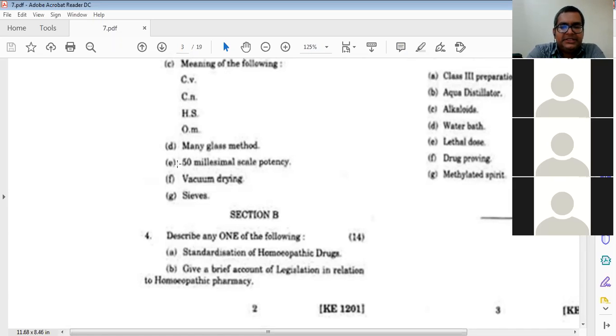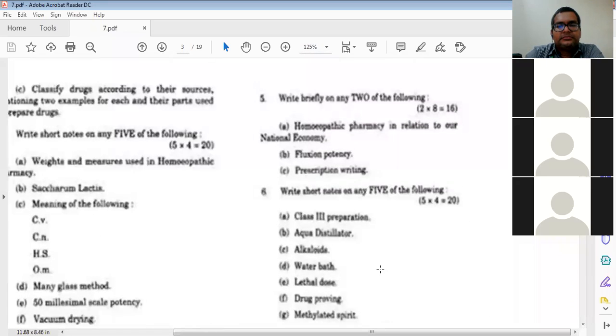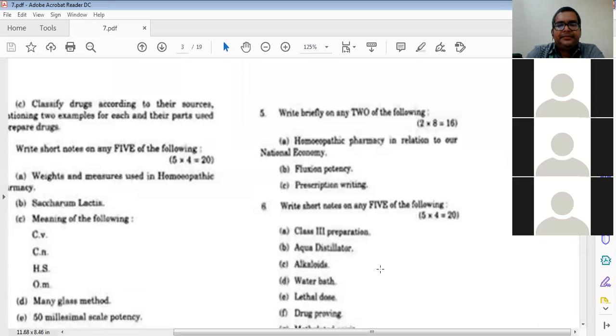Next, section B is the standardization of homeopathic drugs. Again, revision, it is repeated many times. Then give a brief account of legislation in relation to homeopathic pharmacy; we have already discussed this. Next is this part, question number 5. Write on any two of the following: homeopathic pharmacy in relation to our national economy, again revision; fluxion potency you can write; prescription writing you can write.